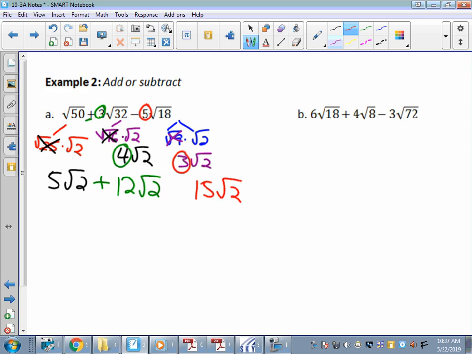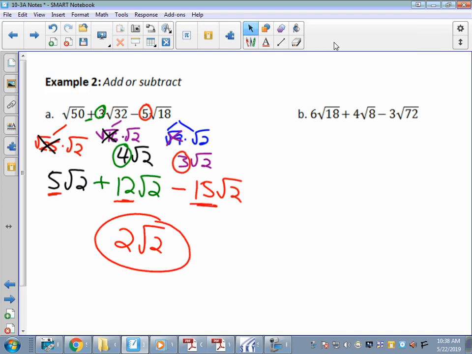But now, be careful with that sign. What sign goes here? It's a negative 5, so it'd be a negative 15. Now we have everything with the square root of 2, so now we're combining like terms. We're going to combine this 5, this 12, and this 15. Well, 5 plus 12 is 17, minus 15 would give us 2 times the square root of 2. So again, we kind of treat that radical and the radicand as a variable, all right?